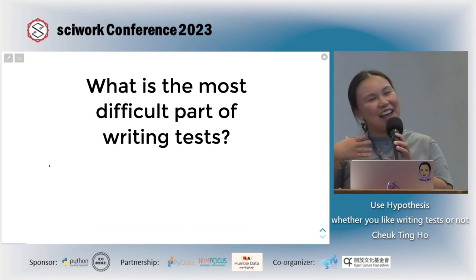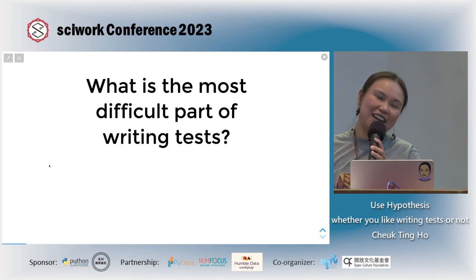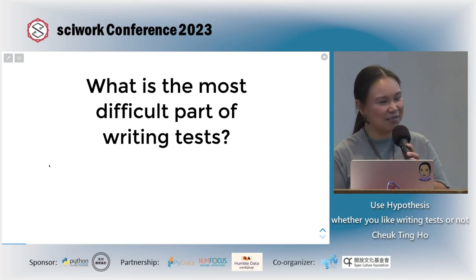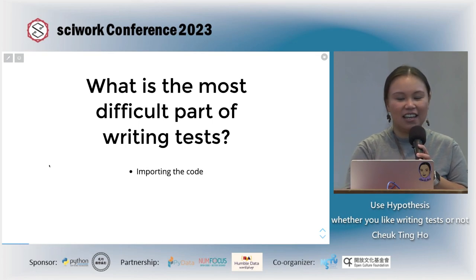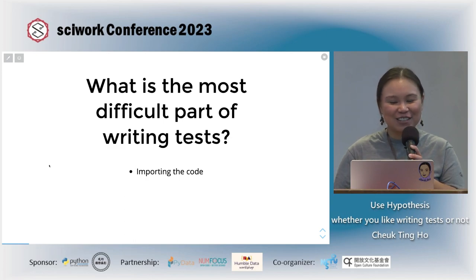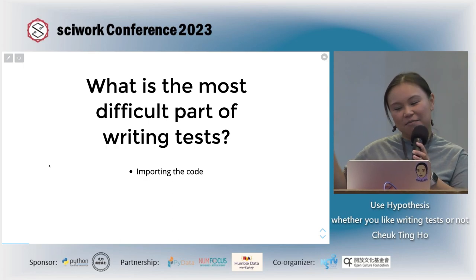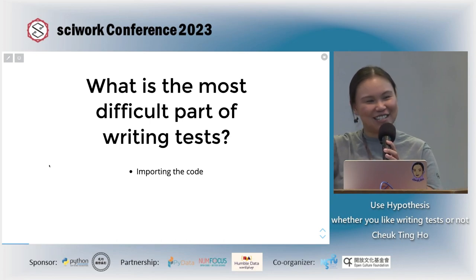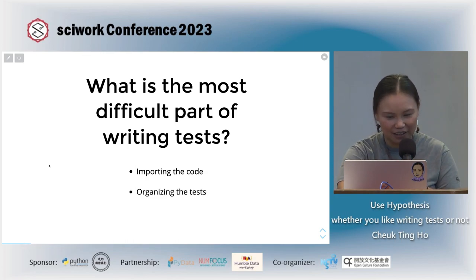I would say that, yeah, when I was coding, I also had to write tests, but I can't say for sure that I love writing tests because writing tests is very difficult. So what are the difficulties for me in writing tests? First of all, I have to import the code. With some testing libraries, you have to make sure that you have the right import, and if you don't write it correctly, then before you run the test, it's already wrong. It's like, oh, I forgot to import the code that I'm using.